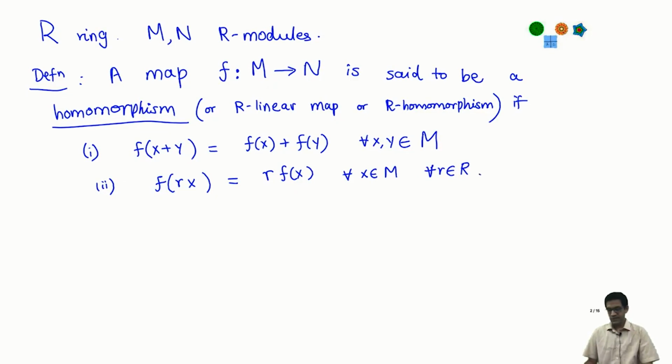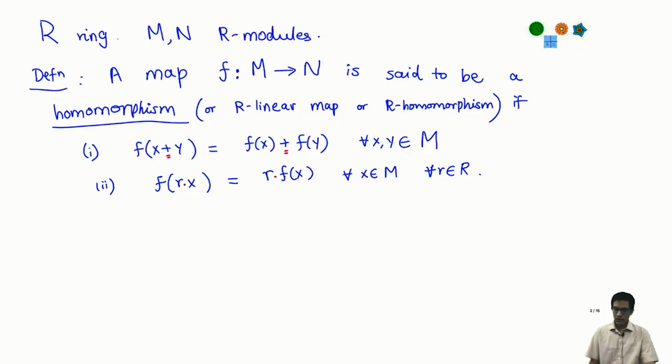Okay, so in other words, a module, remember, has two important operations, that of addition and scalar multiplication by the ring R, and a homomorphism is a map which preserves these two operations. If you look carefully at this definition, notice that this plus here is the addition in the space M. This plus on the right is the addition in the space N. Similarly, this scalar multiplication here, r dot x, is scalar multiplication in M, and the right hand side is scalar multiplication in N.